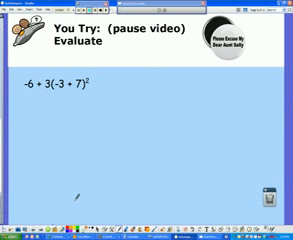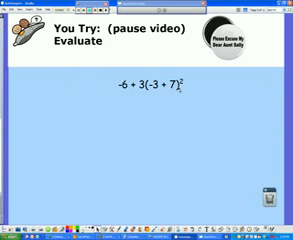Next example. This one is a Try It, so go ahead and pause the video and do this one on your own. When you're finished, restart the video.